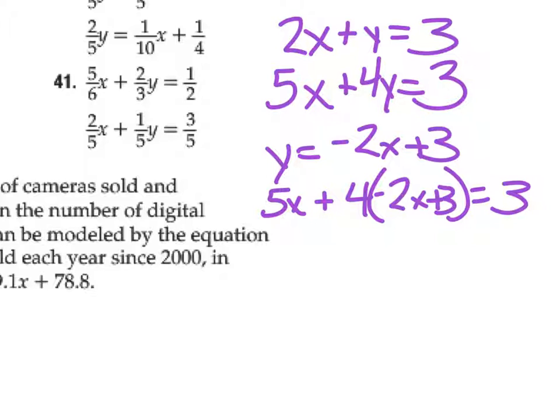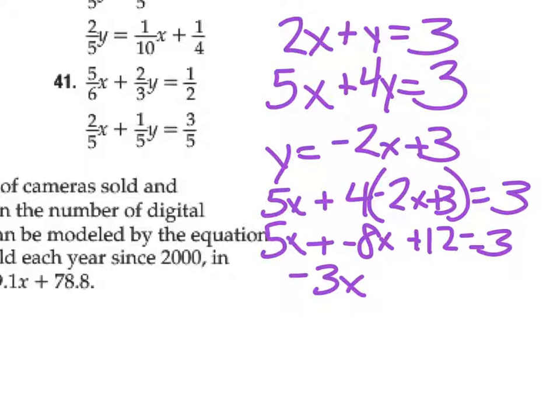And so I'm just going to have to do the distributive property here. 5x minus 8x, 4 times 3 plus 12 equals 3. 5x minus 8x, that's negative 3x. If I move the 12 to the other side, I think that's going to be negative 9, which works pretty nicely. It tells me x equals 3.